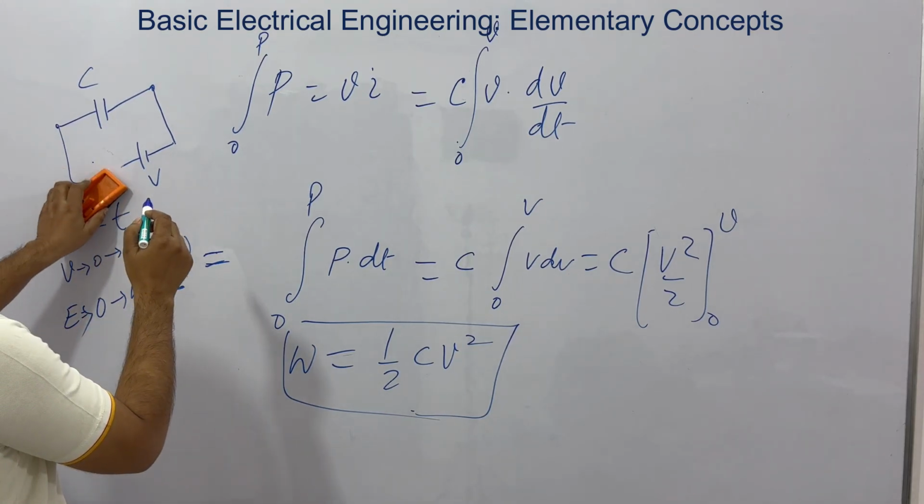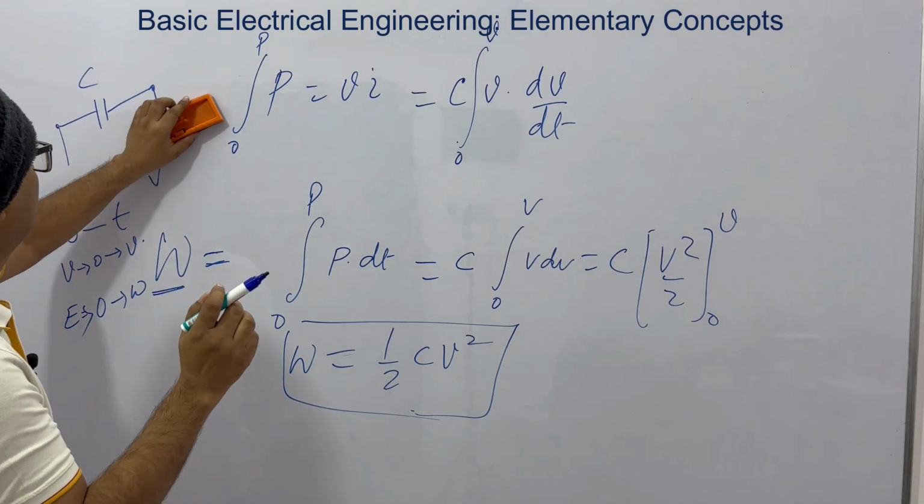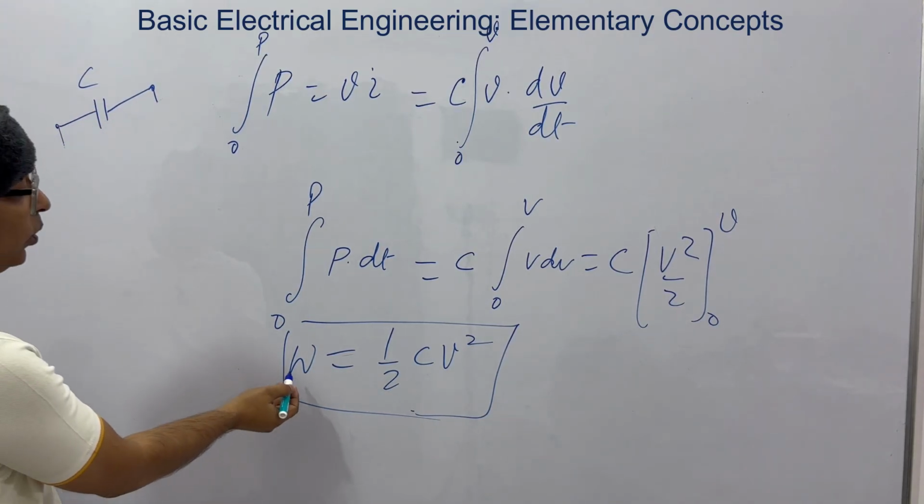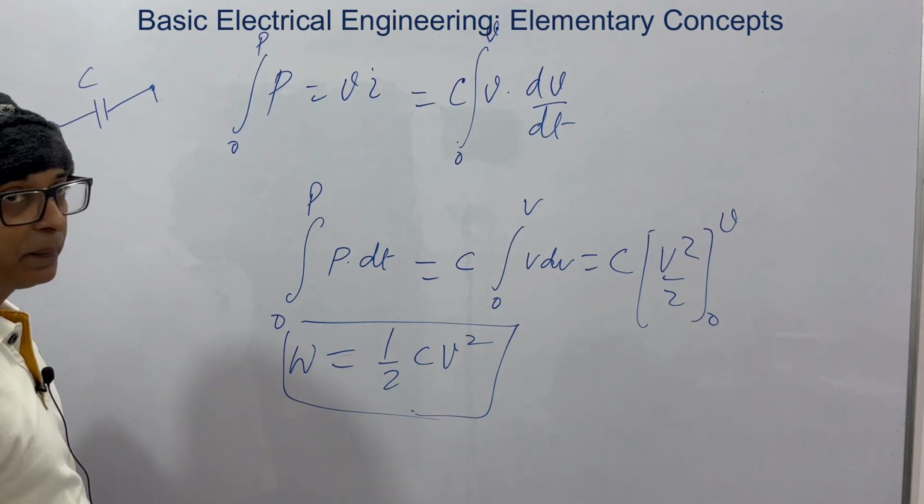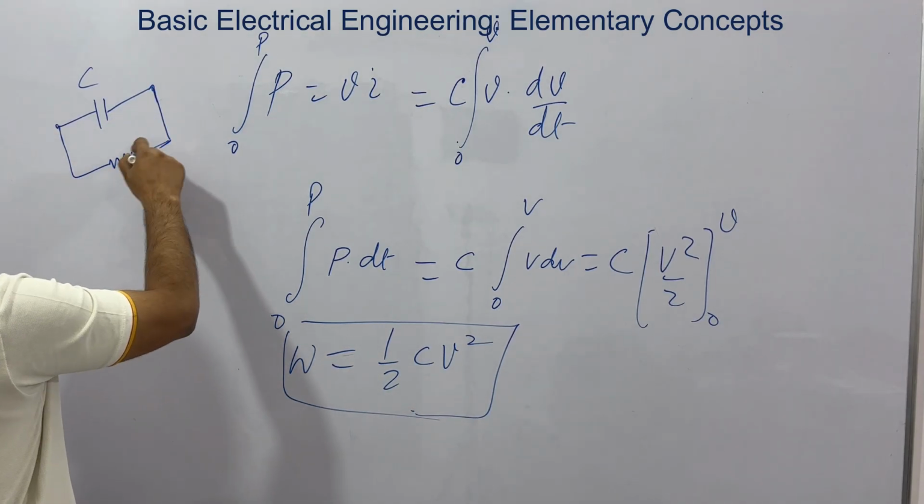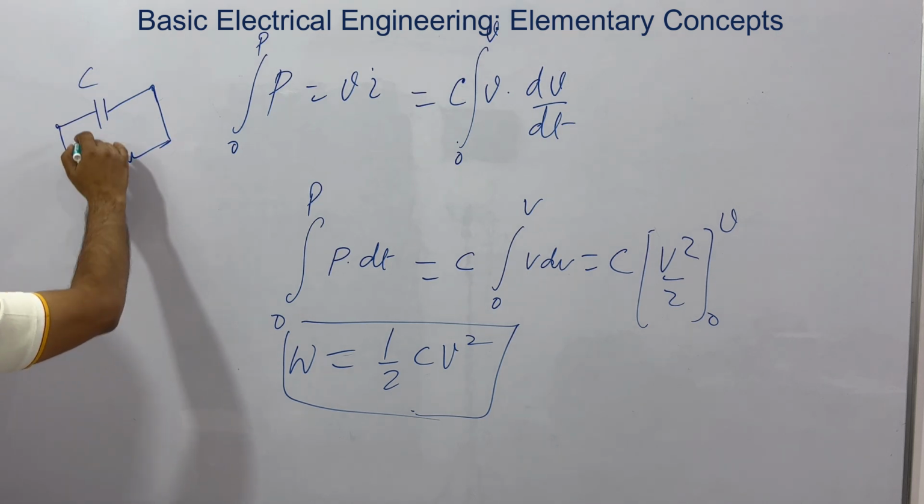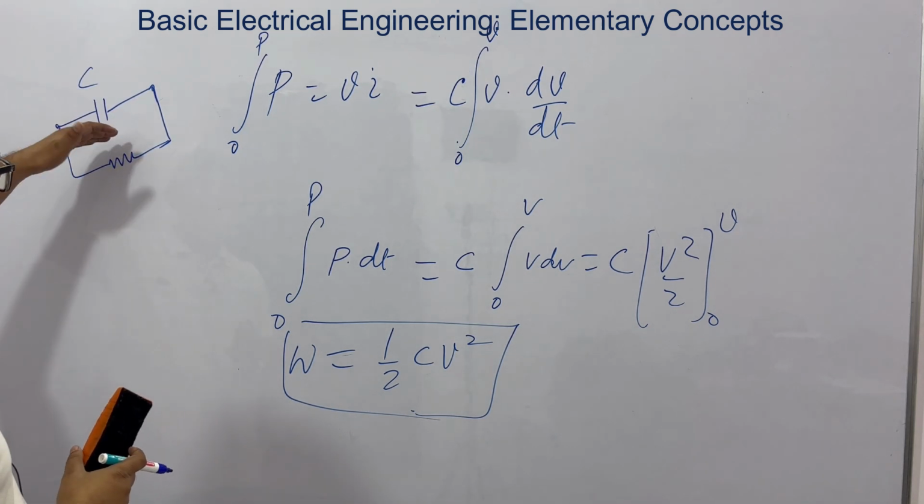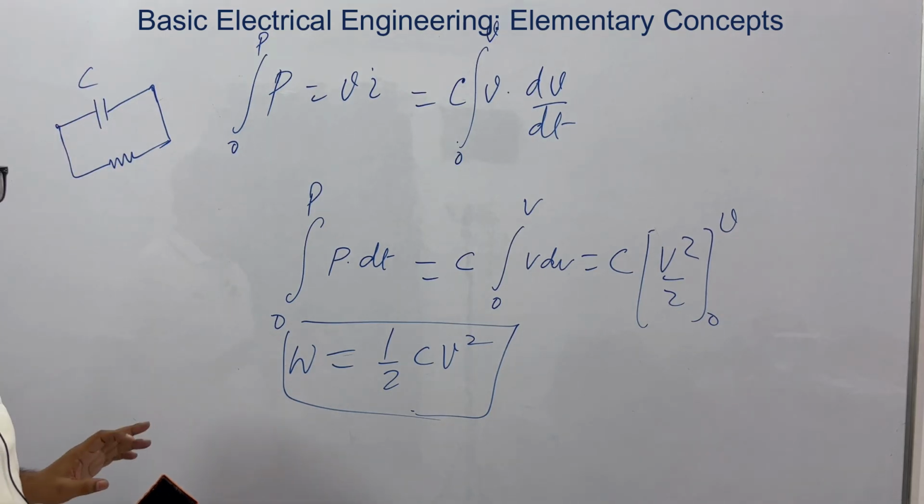Now what do you do? You open the switch and make it an open circuit again, that is, you have removed the source. The capacitor will hold this energy, half CV square. Now when you connect a resistor across it, this energy will be dissipated in the resistor. That is to say, a current will start flowing in this circuit until this energy is exhausted.